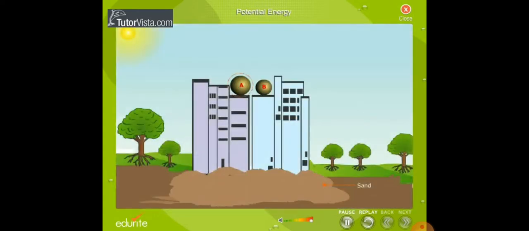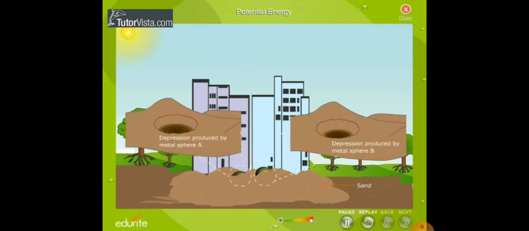Here are two balls, ball A and B, having different masses. Ball A is heavier than ball B, and they are at the same height. Let it be 10 meters. Now, when they fall down, let's see the depression of these. The ball A depression is more as compared to the depression produced by ball B. Why? Because ball A has more mass.